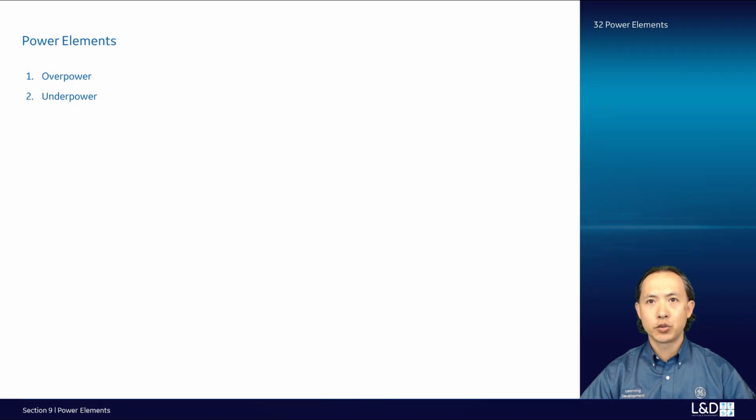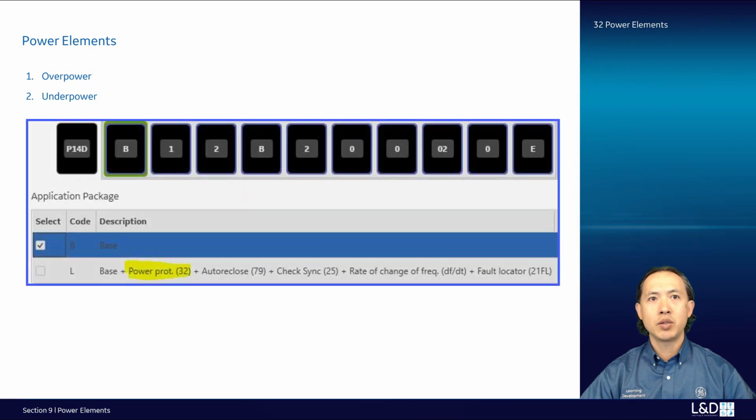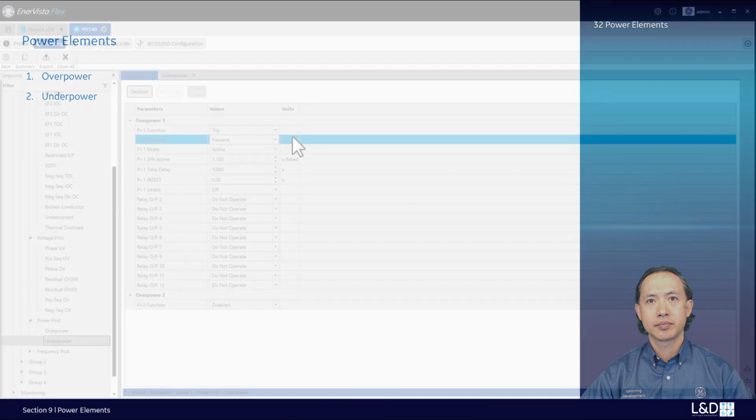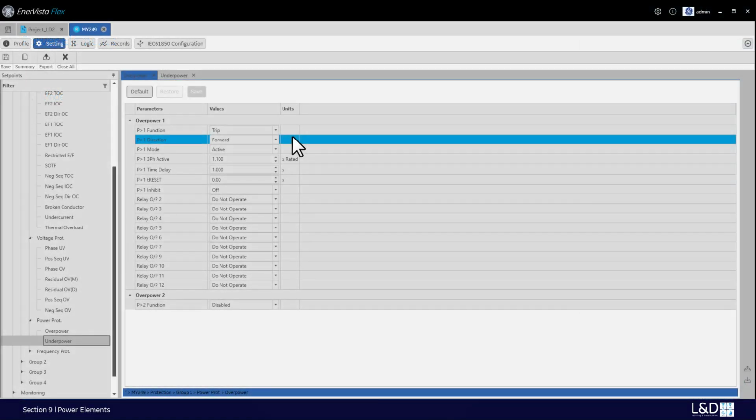Power protection is usually used for generator protection. P40 and gel enhanced P14D has overpower and underpower protections that can be used for protecting small distributed generators, typically less than 2 megawatts. The power element is only available for the P14DL Cortec autocode IED. There are 2 distinct conditions for the overpower: forward and reverse.